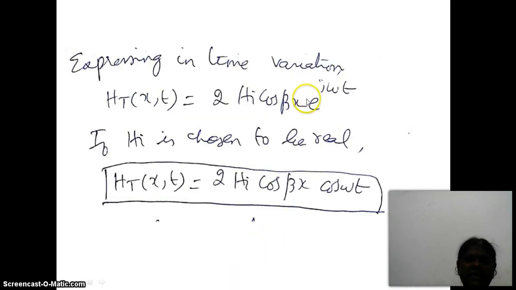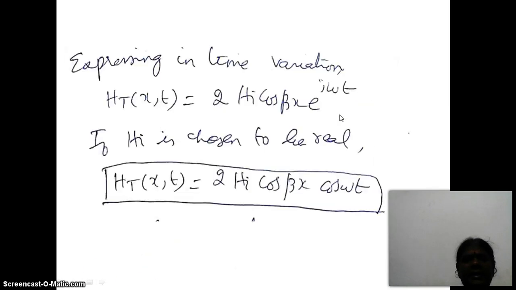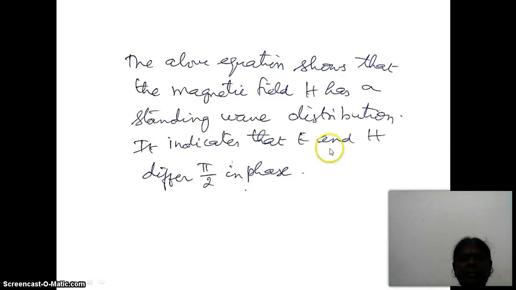Expressing in time variation, it can be written with e power j omega t. And if Hi is chosen to be real, again we have 2 Hi cos beta x cos omega t. So we have Et of x comma t as 2 EI sin beta x sin omega t and Ht of x comma t as 2 Hi cos beta x cos omega t. So we are able to arrive at the electric field and magnetic field expressions for reflection of plane waves at a conducting boundary. The above equation shows that the magnetic field H has a standing wave distribution. It indicates that E and H differ by pi by 2 in phase, so there is a phase difference of 90 degrees between E and H.